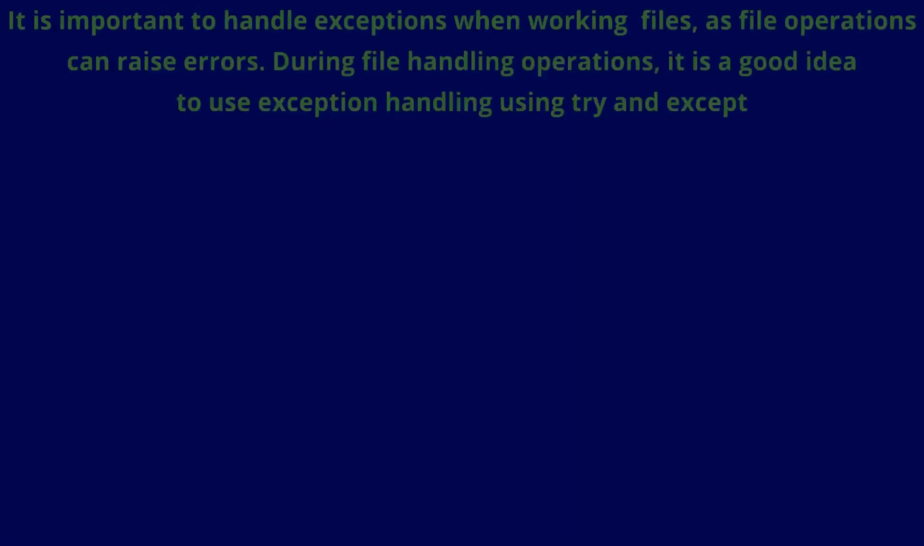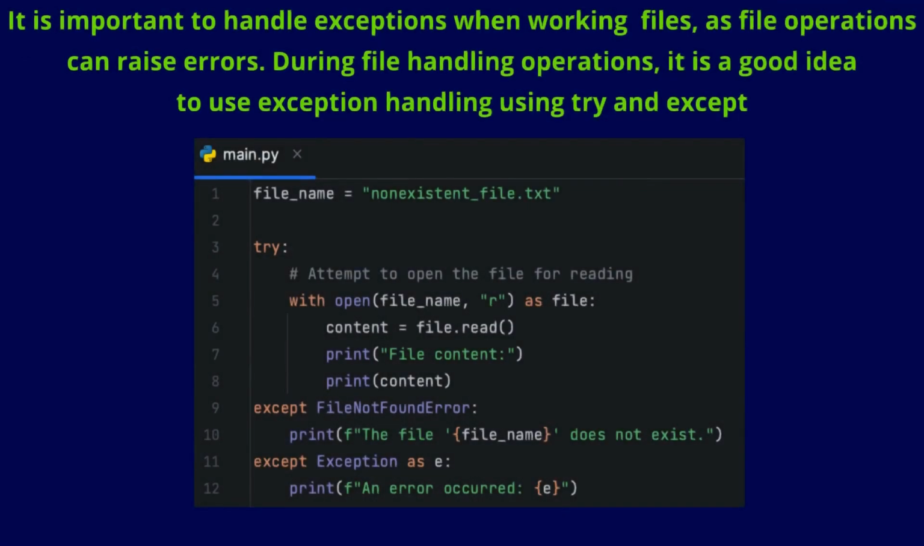In summary, it is important to handle exceptions when working with files, as file operations can raise errors. During file handling operations, it is a good idea to use exception handling using try and except blocks. This is a basic overview of how files are handled in Python. In addition, there are more advanced methods and techniques available, such as working with binary files or using the OS module.